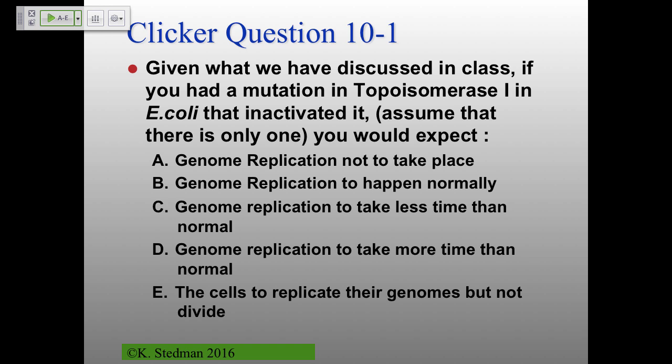So given what we've discussed in class, suppose we had a mutation in topoisomerase 1 in E. coli that inactivated it. Assume there's only one and that everything else in the E. coli genome is normal. You would expect: A, genome replication not to take place; B, genome replication to happen normally; C, genome replication to take less time than normal; D, genome replication to take more time than normal; E, the cells to replicate their genomes but not divide. Again, feel free to discuss.